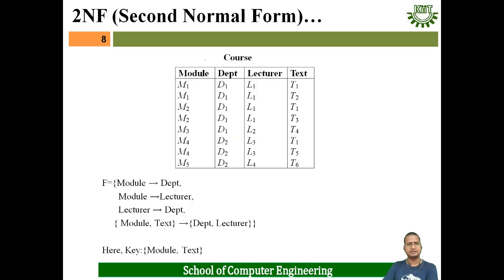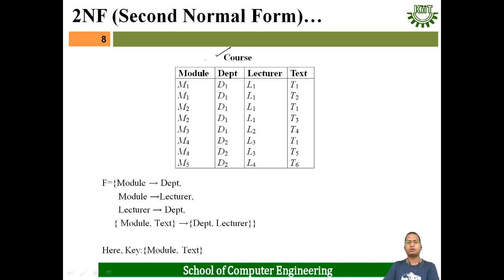Now we'll see details, taking one example. Suppose this is your course table. There are 4 attributes: module, department, lecturer, text. And these are the functional dependencies: module determines department, module determines lecturer, module and lecturer determine department, module and text determine department and lecturer.